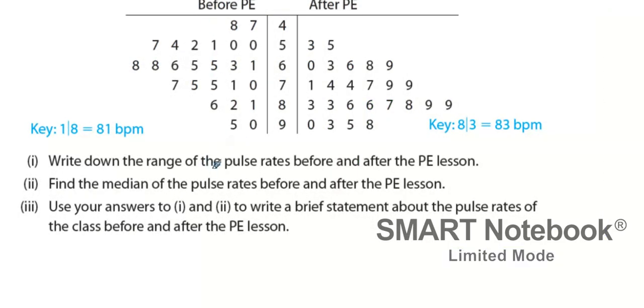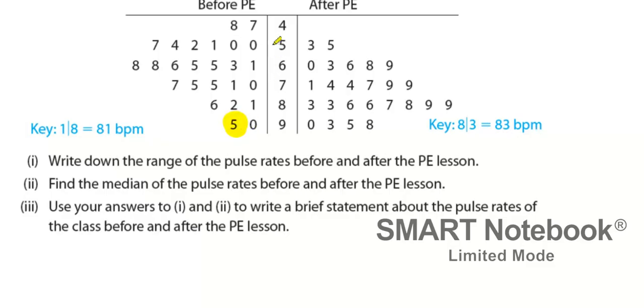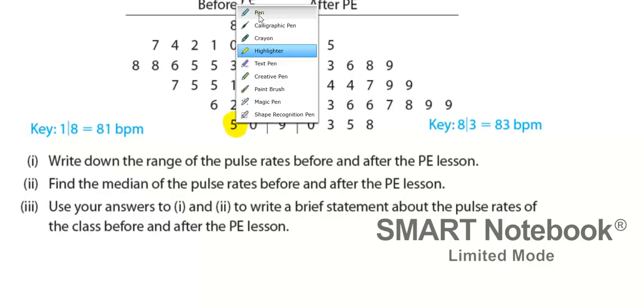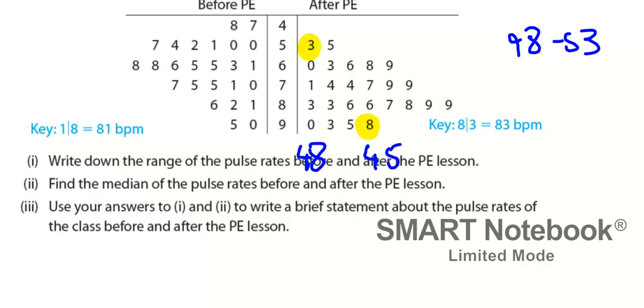So, find the range of pulse rates before and after the PE lesson. All right. So, top score is 95. Bottom score is 47. What's 95 take 47? Anybody? 48. So the answer for before is 48. And then for after, it's 53 and 98. 98 take 53. Anybody? 35? 45. Sorry, my bad. 45. That wasn't too bad, was it?